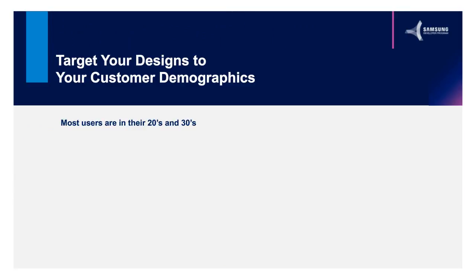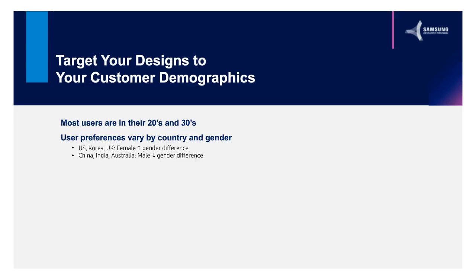Targeting the demographics. Most of the users in the theme store are users in their 20s and 30s. A few words about the preferences depending on the country. In the US, Korea, and UK, there are a bit more females in the store downloading content, and there are stronger gender differences between males and females. I have a few examples. In China, India, and Australia, there are more males downloading content and maybe more unisex or slighter gender preferences.